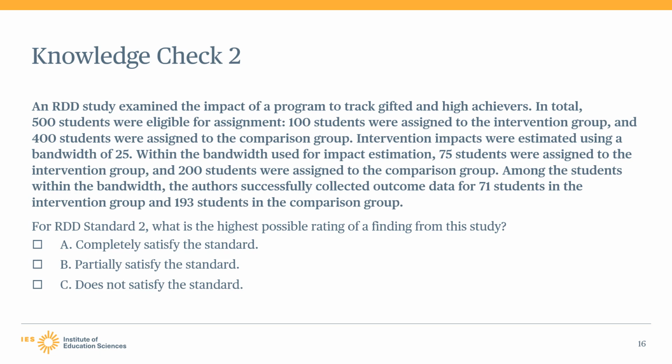comparison group participants. For RDD Standard 2, what is the highest rating a finding from this study could achieve? Your choices are A. Completely satisfy the standard, B. Partially satisfy the standard, or C. Does not satisfy the standard. You may want to pause the video now to think about your answer.